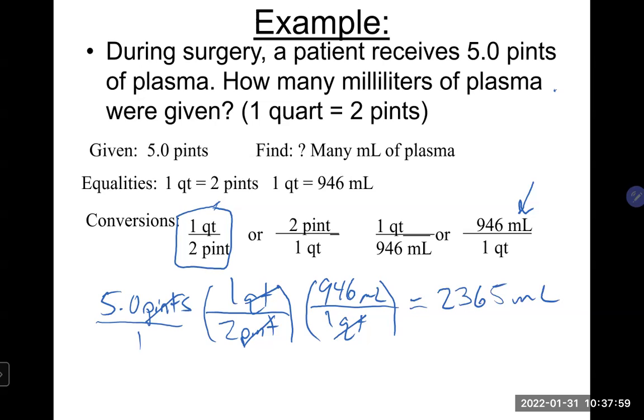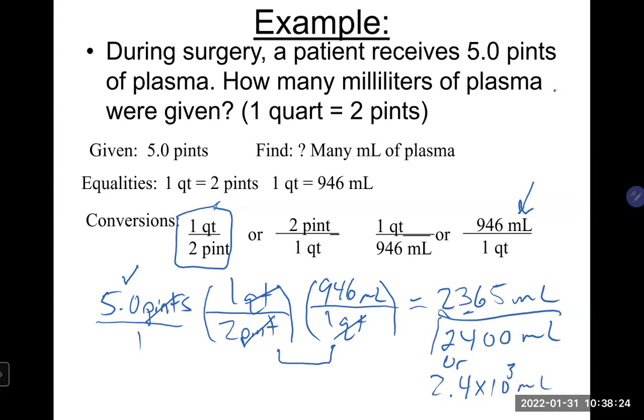We do want to look at significant figures here. Since these are really exact numbers, the 5 would have 2 sig figs, which would take us to here. So we could round this to 2,400 milliliters, or if we wanted to, we could use scientific notation: 2.4 times 10 to the 3 milliliters would be our right answer here. Any questions on that one there?